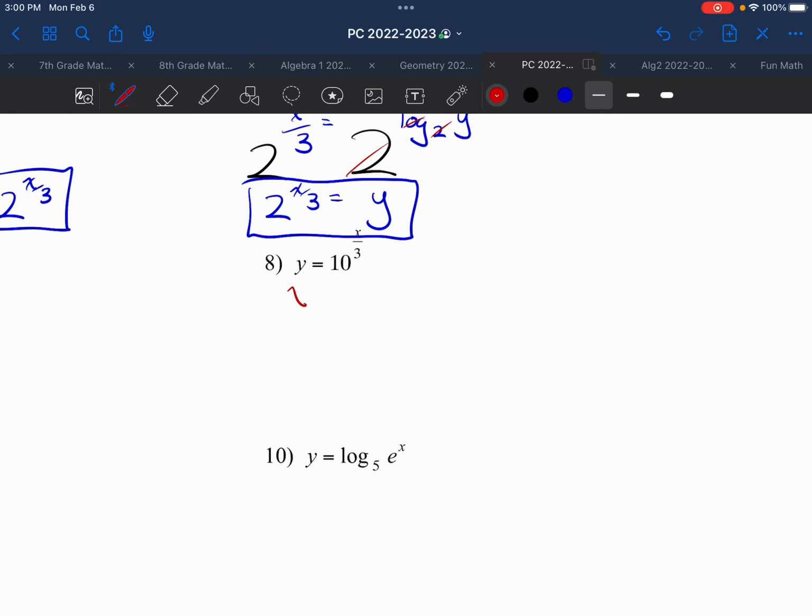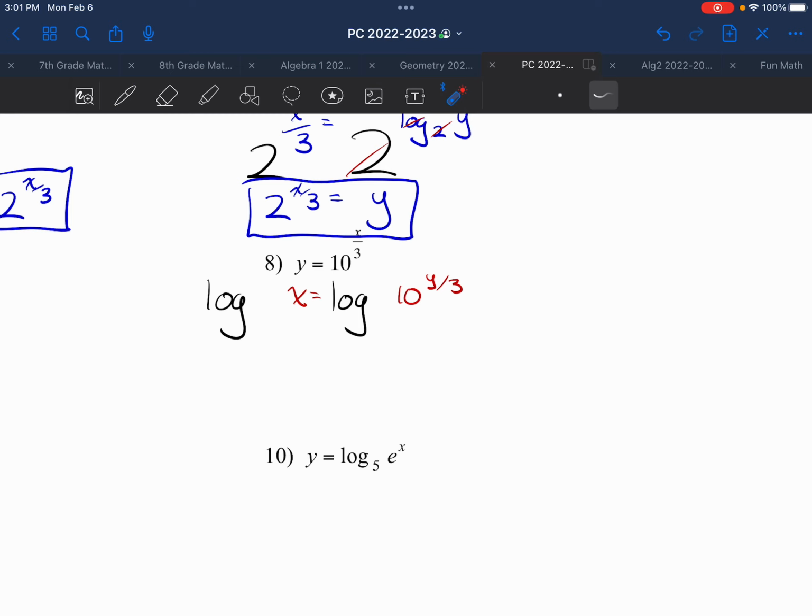Again, switch your x and y. x is equal to 10 to the power of y over 3. Everything is stuck up here in the power, so the only thing that we can do to both sides is to take the log of everything. I'm going to take the log of the right and the log of the left.